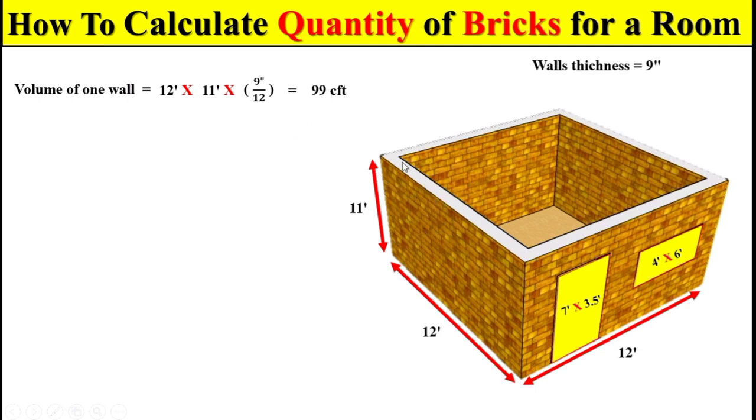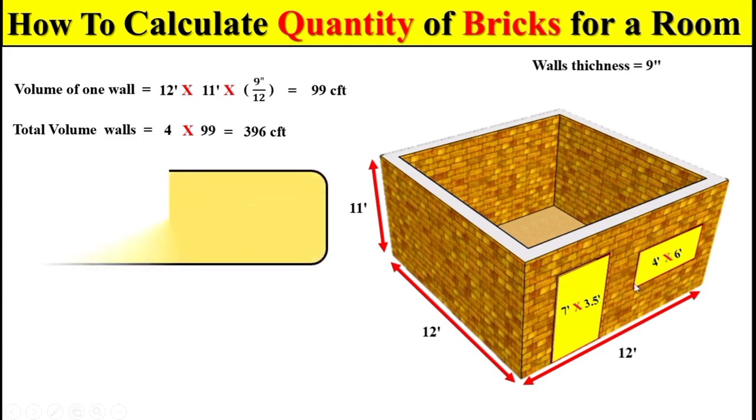So now dear students, if you want to calculate the total quantity for the remaining walls, if the total quantity of one wall is this one, we multiply by 4, because the total number of walls is 4, with the 99 cubic feet, so we can get the total quantity of these 4 walls. And now dear students, from this total volume we subtract the total volume of a door and also the total volume of a window.